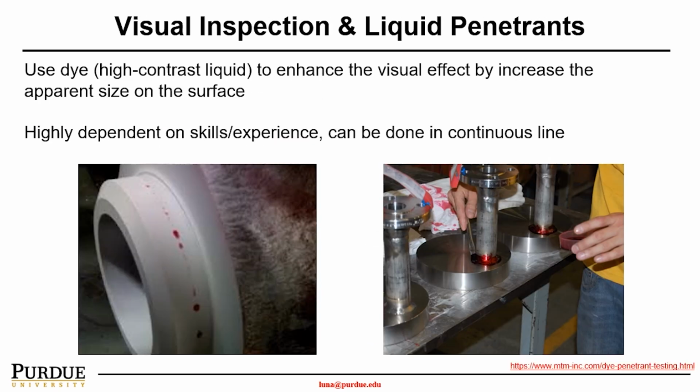In this slide, I would like to show you a couple of examples of how the inspector uses a high contrast liquid, also called dye, to enhance the visual effect for very small cracks, particularly fatigue-induced small cracks on the machine part. This really depends on the skills and experience, and it can be done in a continuous line, so it can be very productive. Again, the details of these methods, and their limitations and advantages, will be discussed in a future course.